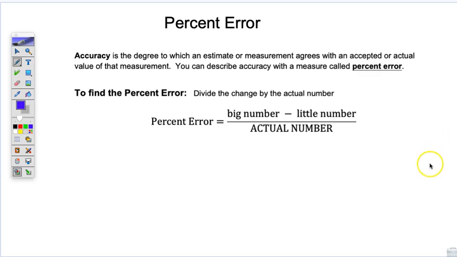Accuracy is the degree to which an estimate or measurement agrees with an accepted or actual value of that measurement. You can describe accuracy with a measure called percent error. To find the percent error, you're going to divide the change by the actual number. So this is very similar to our previous lesson on percentage of change. So you're again going to take the larger number and subtract the smaller number, but this time you will always divide by that actual number. Let's take a look at some examples.